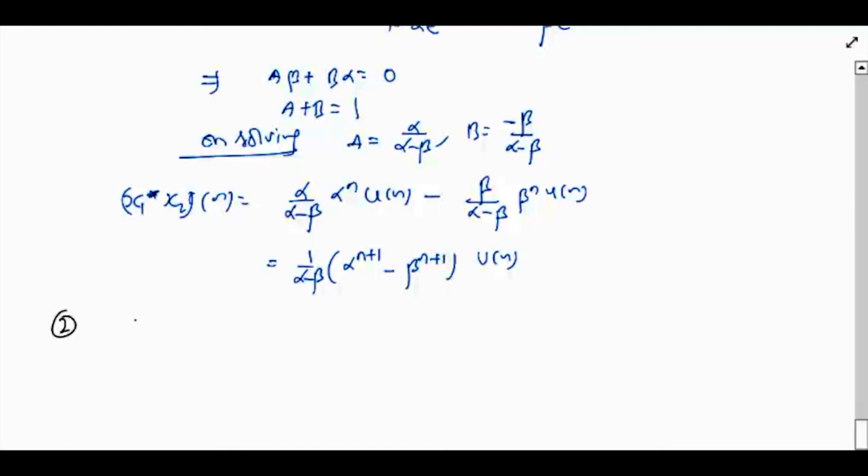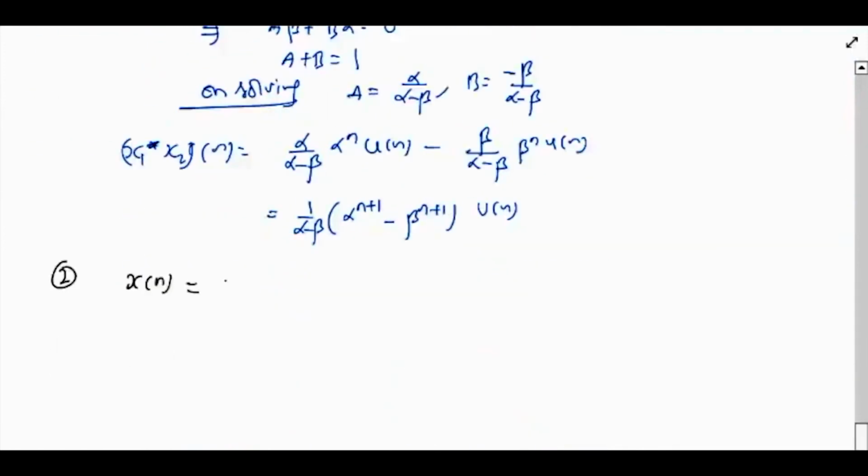Okay. So again I take x[n] to be equal to alpha raised to n u[n], where modulus of alpha is less than 1, and now my interest is in computing the convolution of x with itself. Okay, so this is what I am interested in.